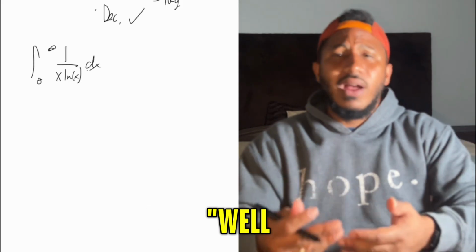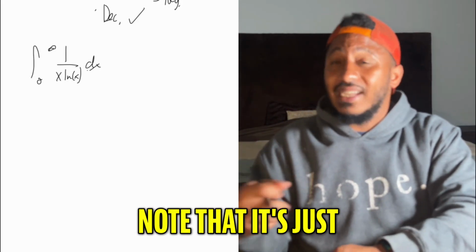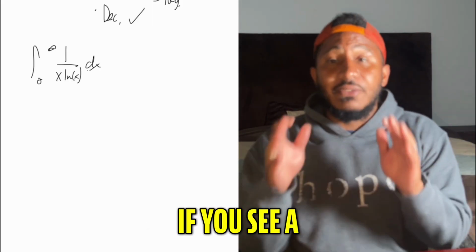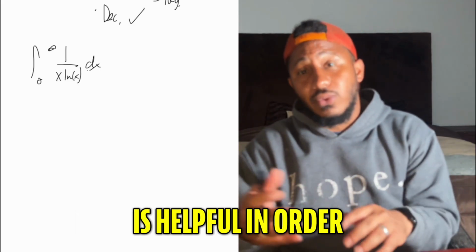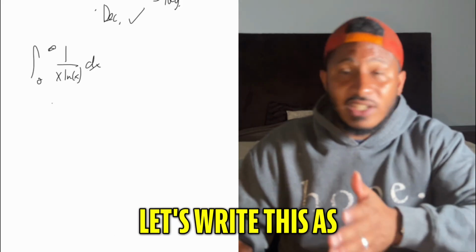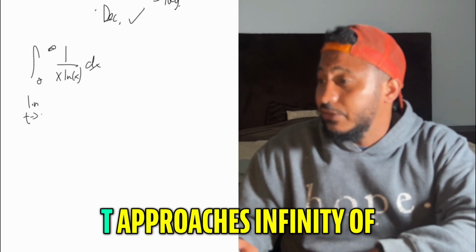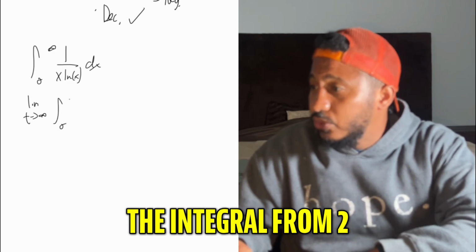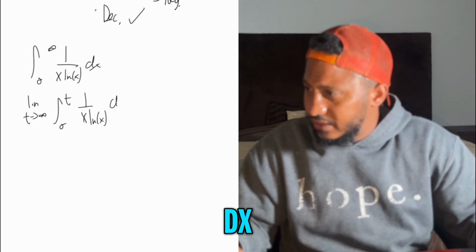Now one might say, well, how does that help us? Well, this seems like a difficult integral unless we note that it's just a u sub integral, right? So if you see a series and it looks like it's easy to integrate, maybe checking those things is helpful in order to use the integral test to find out whether it converges or diverges. So here, first let's write this as a limit, right? This is the limit as, say, t approaches infinity of the integral from 2 to t of 1 over x ln of x dx. Got it.